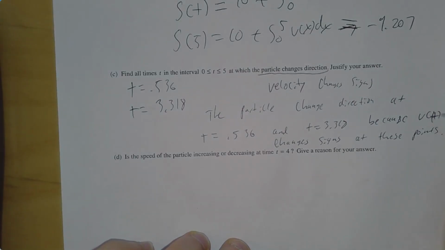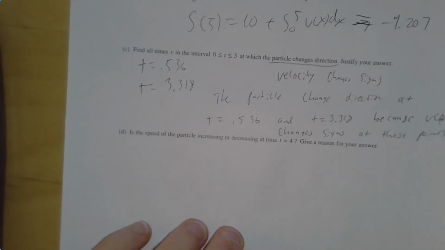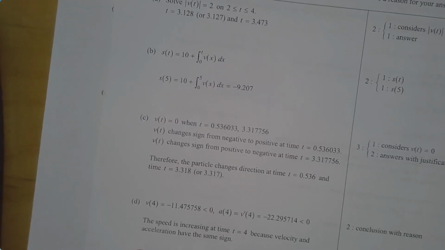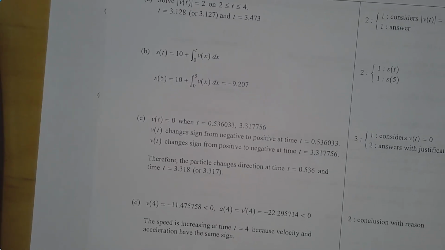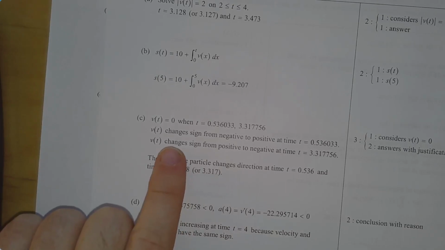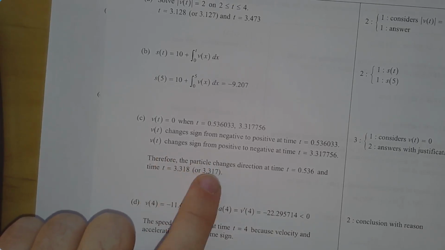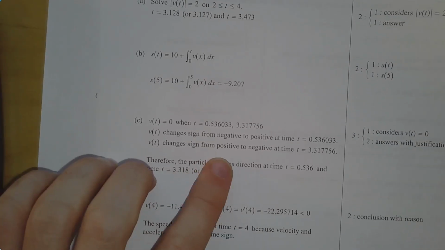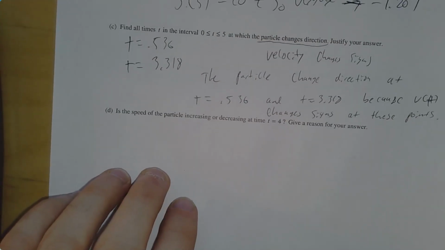Okay, let's see what they said. Yeah, so they said that v of t changes sign, and they sort of said it out loud, from negative to positive, positive to negative. Therefore, the particle changes direction. Yeah, I mean, they're basically saying what I'm saying. I just didn't specify which way they change signs, but my answer is fine.